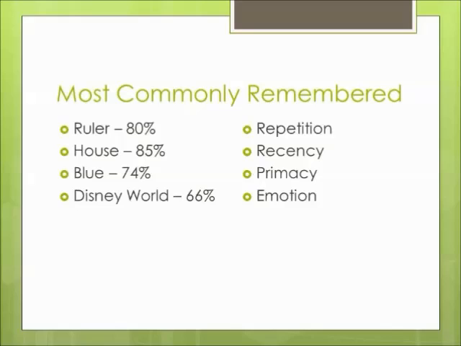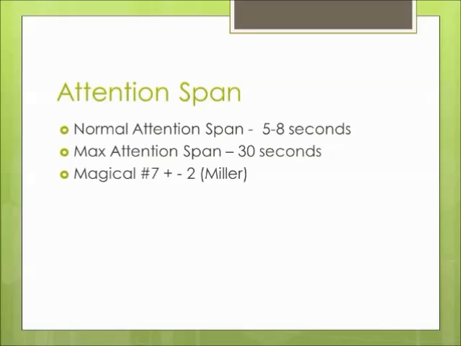In regards to attention span, typically our short-term memory can handle about 5 to 7 bits of information. We call that the magical number 7 plus or minus 2. Some people can retain more, some people a little less, but the magical number is usually around 7. When it comes to attention span, the average student's attention span is somewhere between 5 to 8 seconds, with the maximum attention span probably around 30 at most. So when we're designing instruction, you need to keep in mind what people can handle.